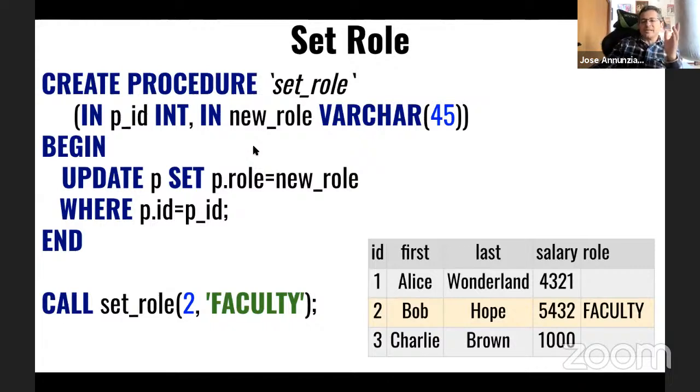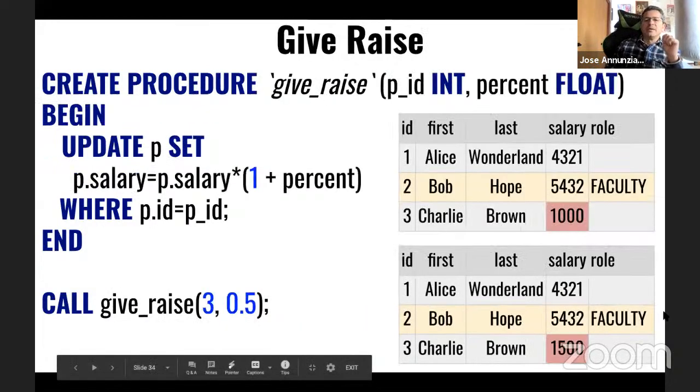So let's take an example here, where we are passing in a PID, presumably a person ID, and a new role that we want to change. So we're going to update the record P. We're going to set the value of P, being the table person P, we're changing the role to a new role and the ID, where the ID is what we pass in as an argument. Right, so there it is. We change it to faculty.